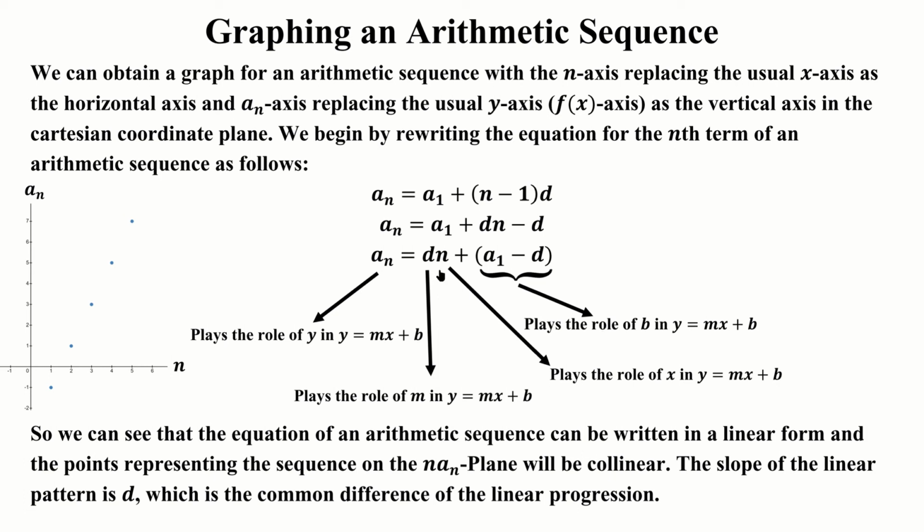So we can see that the equation of an arithmetic sequence can be written in a linear format, and the points representing the sequence on what we call, instead of the xy plane, the n-an plane, should be collinear. The slope of the linear pattern is d, which is the common difference of the arithmetic progression. So a very nice connection between arithmetic sequences and linear functions.